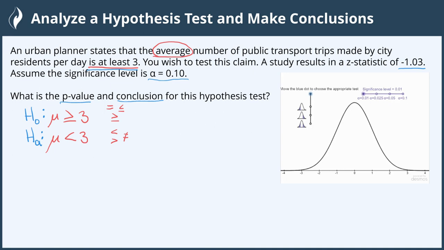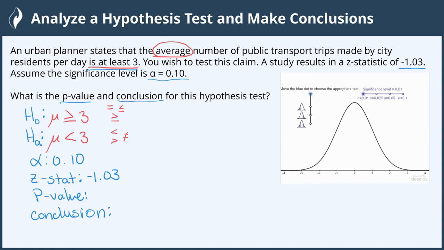Now that we've identified both of the hypotheses, let's go ahead and write down the rest of the information that was given to us. We were given the z-statistic of negative 1.03 and a significance level of alpha equaling 0.10. So alpha is 0.10, and our test statistic, or z-statistic, is negative 1.03. We were asked to find the p-value and the conclusion.